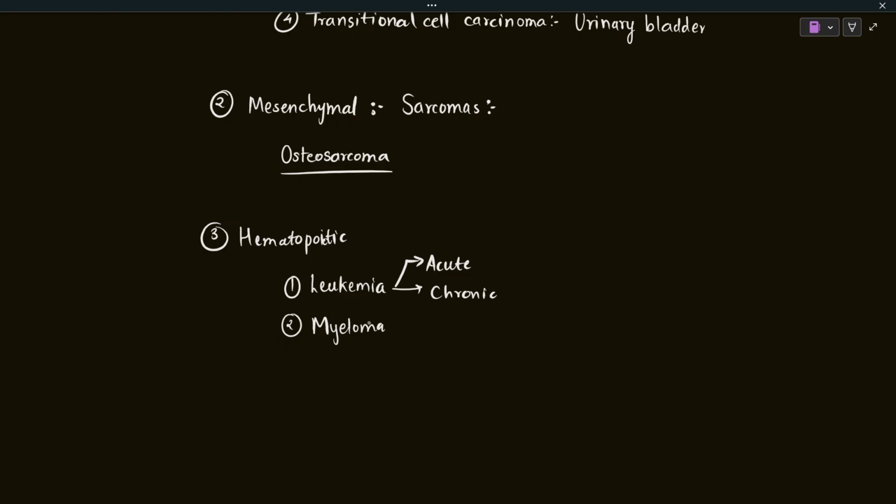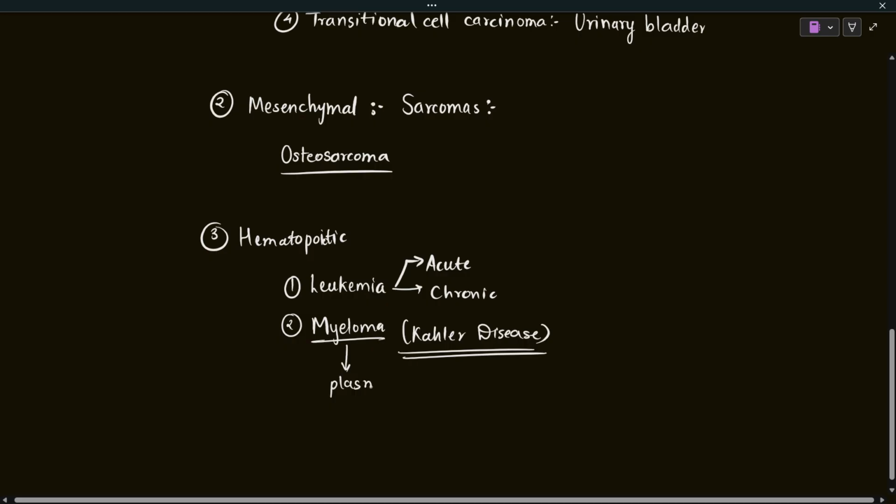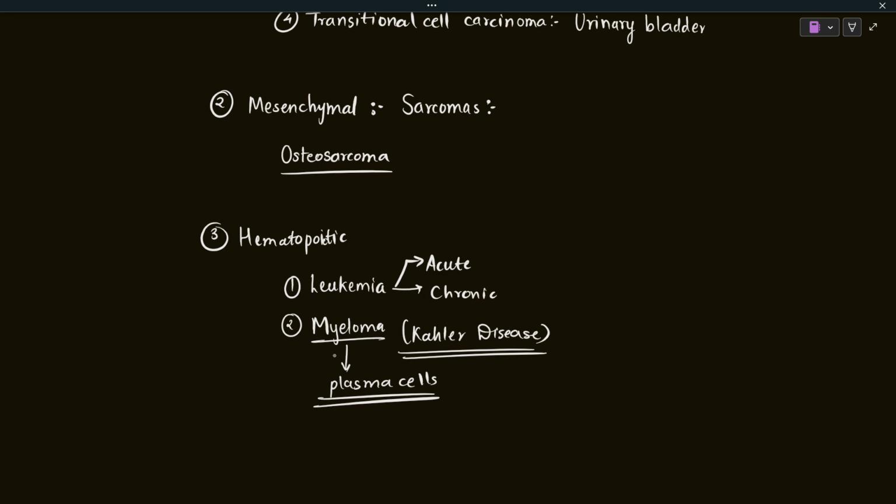Okay, or let's say multiple myeloma. Those myeloma cells are abnormal plasma cells, and when they start building up in the marrow, that is known as Kahler's disease. Let's not discuss it here. So myeloma is basically related to the plasma cells. Okay, and there's again lymphoma, which is related to the lymphatic organs, the lymph nodes.